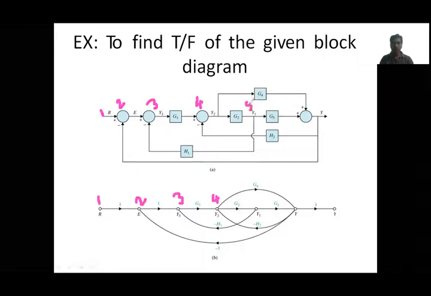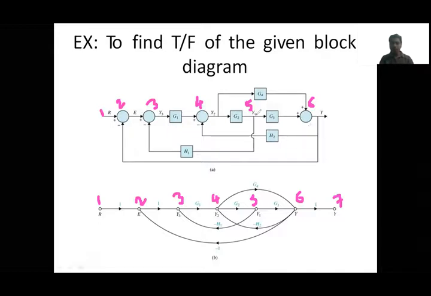Next, this takeoff point is a fifth node. Now from fourth to fifth we have G2. Take this summing point as a sixth node, and this last output Y you can take as seventh. Okay, this is for output Y.